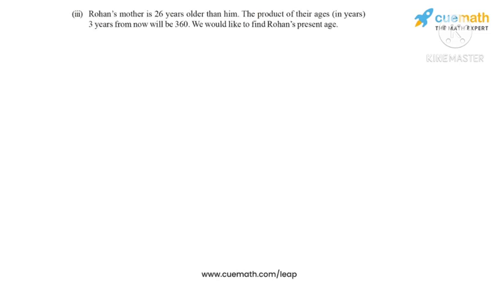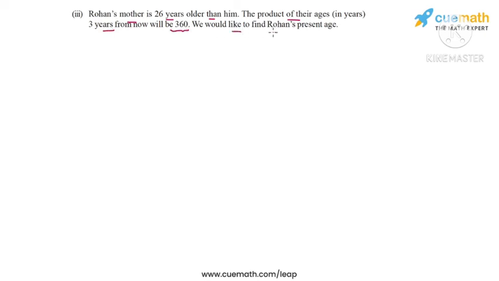Now let's do part 3. In part 3, the problem statement says Rohan's mother is 26 years older than him. The product of their ages in years 3 years from now will be 360.